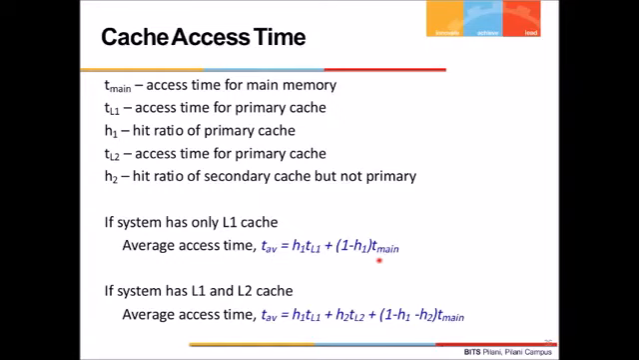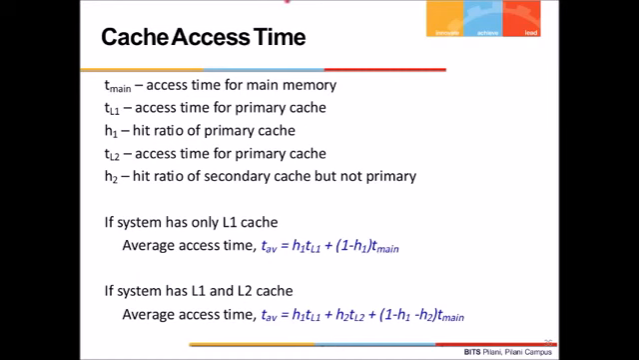Okay. If it has L1 and L2 cache, the average access time is similar: H1 into TL1, then H2 into TL2, and 1 minus H1 minus H2, because this is the miss percentage, okay? So the miss ratio into the T main, that is the formula for L1 and L2 cache.